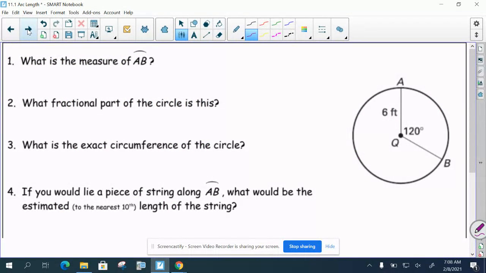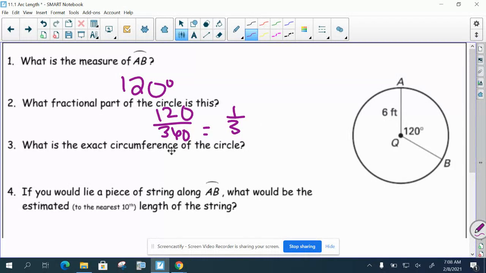So the first thing we'd want to do is to find the measure of the arc. So arc AB is 120 because its central angle is 120 degrees. What fractional part of the circle is this? Okay, so in other words, what's 120 divided by 360? So the first step is to simplify your fraction. So that would be 1/3. Sometimes the fraction can't be simplified, but a lot of times it can. So you want to check first.